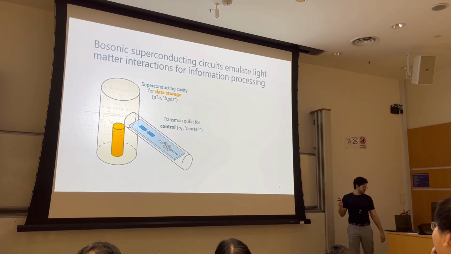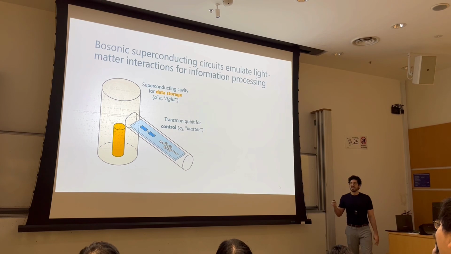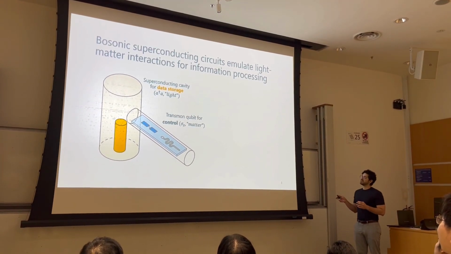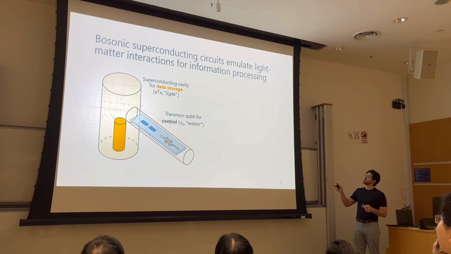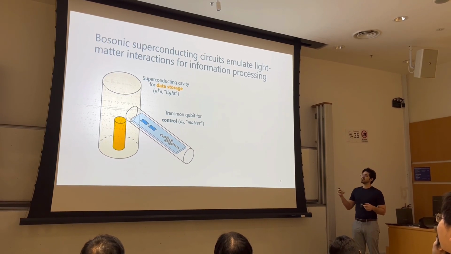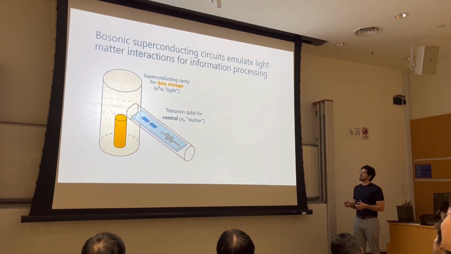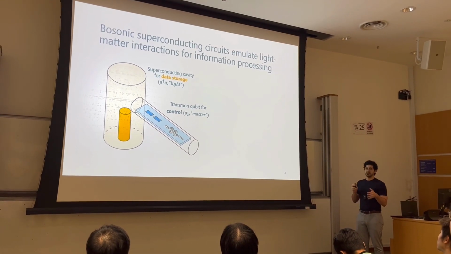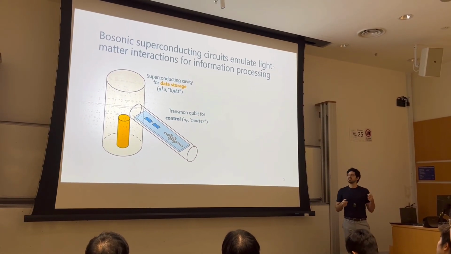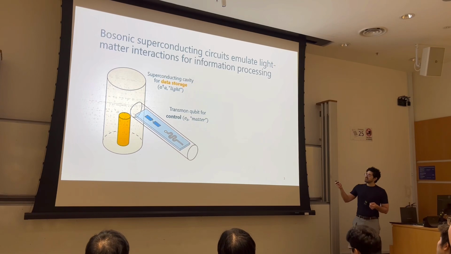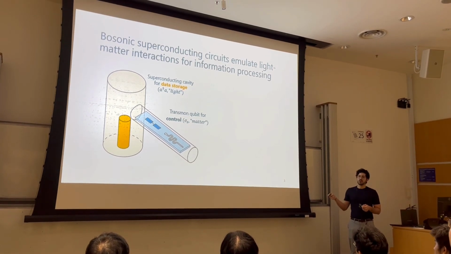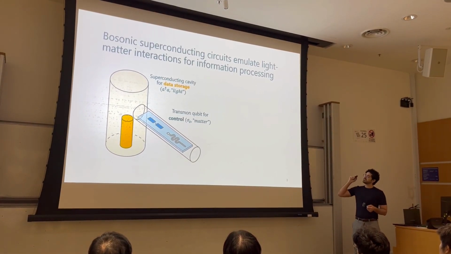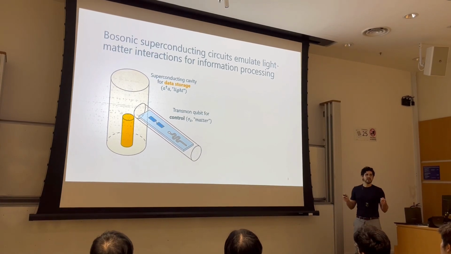In bosonic circuit QED, we emulate light-matter interactions for quantum information processing. So this is a typical device where we have a superconducting cavity that is basically a light field, and we have coupled to it a transmon qubit that emulates electronic transitions of an atom. With these ingredients, we can already do tasks such as quantum error correction and metrology, by using the cavity as a data storage and the transmon as a control device.